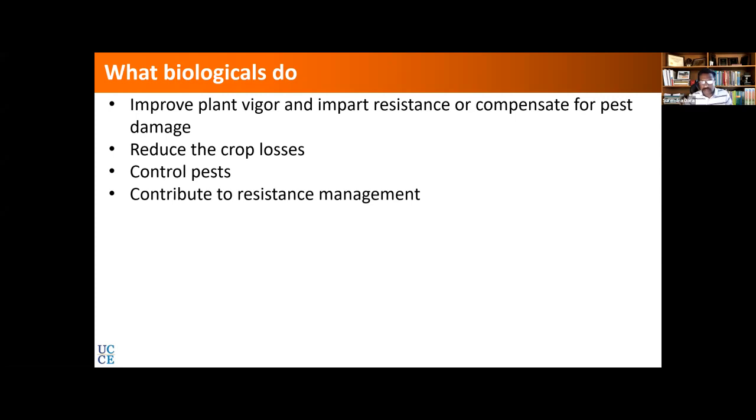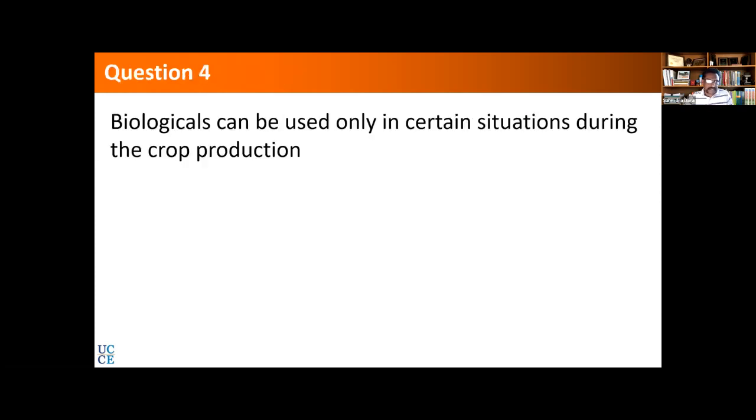And then they also are very important for resistance management. That is an important part of IPM, because repeatedly using any tool, whether it is biological or synthetic material, a lot of times can lead to resistance problems. So we want to use all these and reduce the risk of resistance.